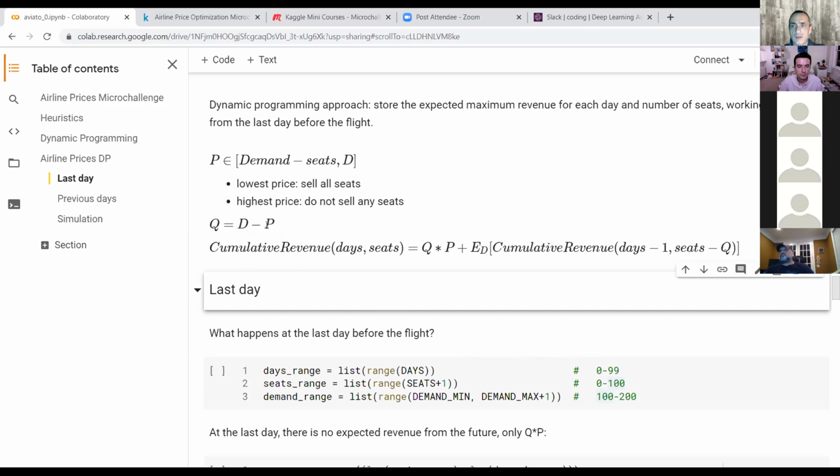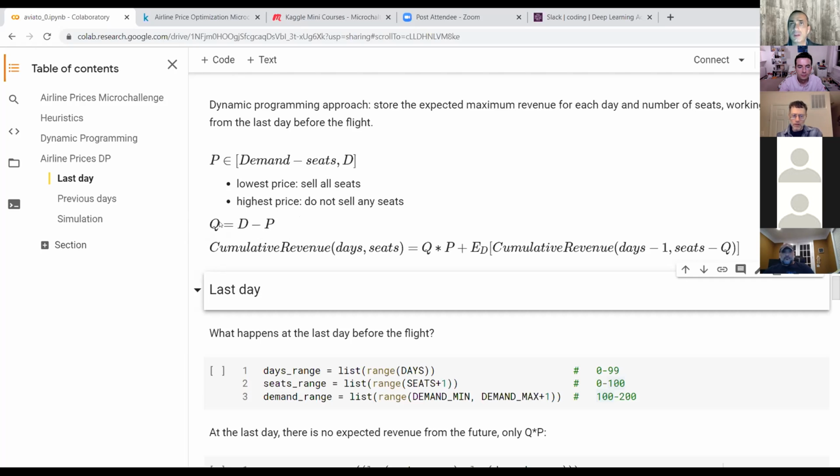So if the demand level is 150, and you have to sell 2 seats, you just set your price at 148, and you sell your 2 seats. So in this particular case, the price is also an integer. Everything is an integer here, by design. It's not our choice.